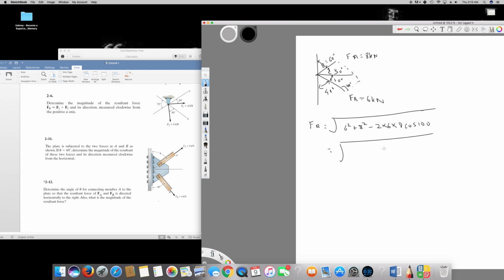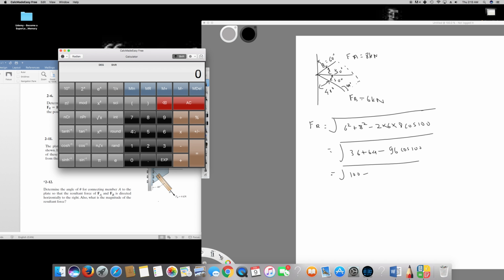So 6 squared is 36, 8 squared is 64, and minus 6 times 2 is going to be 12, 12 times 8 is 96 cos 100, and 36 plus 64 is 100, and 96 cos 100, we had to use a calculator to find that.